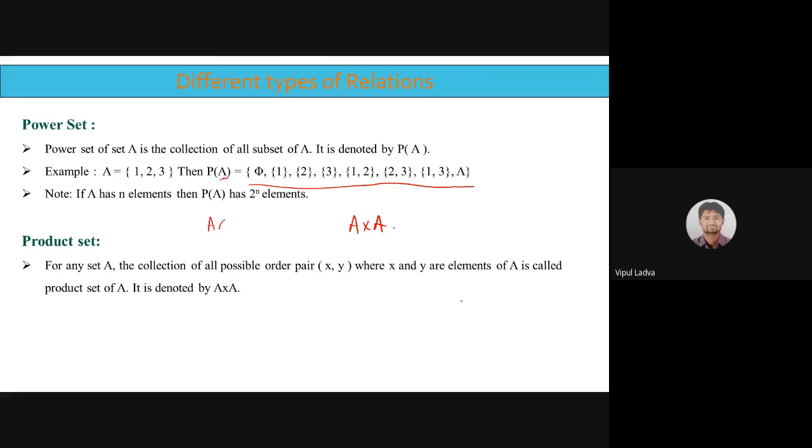So A cross A. Earlier we had just defined A cross B. If A and B both are different sets, then that particular set is known as a Cartesian product. And if both the sets are the same, A cross A, then that particular set we are going to define as the product set. Okay.